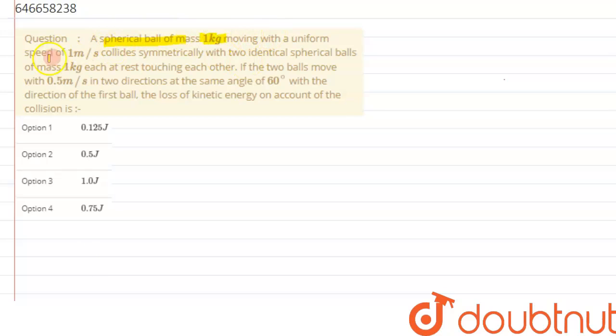Hi everyone, so we are given a question which says a spherical ball having mass 1 kg moving with uniform speed of 1 meter per second collides symmetrically with two identical spherical balls having mass 1 kg each at rest touching each other. If two balls move with speed 0.5 meter per second in two directions at the same angle 60 degree with the direction of first ball, loss of kinetic energy on account of collision is.